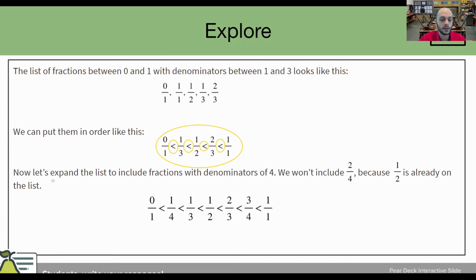Now it says, now let's expand the list to include fractions with denominators of 4. We won't include 2/4 because 1/2 is already on the list. So 2/4 and 1/2 are considered equivalent fractions, and we're going to talk a lot more about that in a second. Now, they're going to put fractions that have a denominator of 4 in this list. And the question is, how do they know how to organize fractions from least to greatest when all the denominators are different? The numerators are different, the denominators are different. How are we supposed to know this?